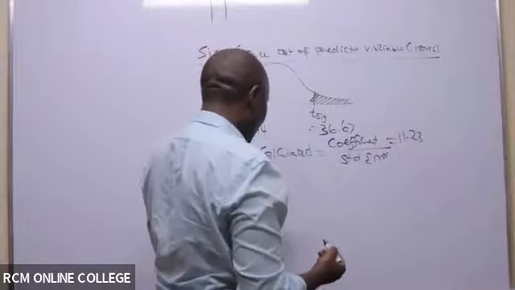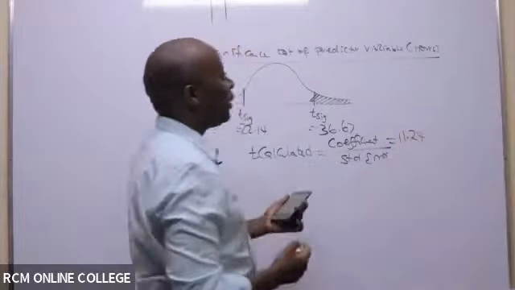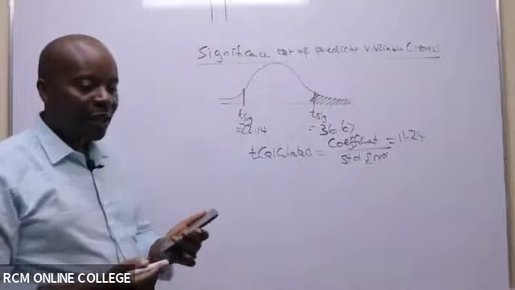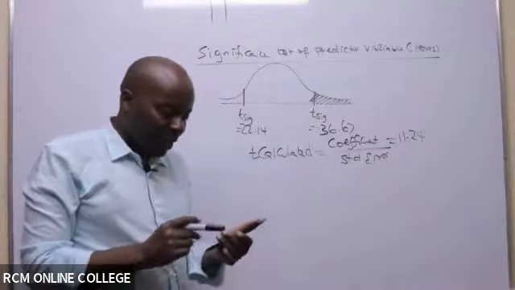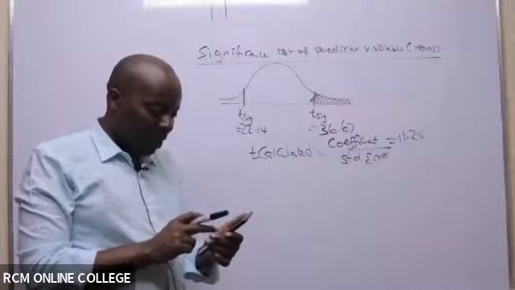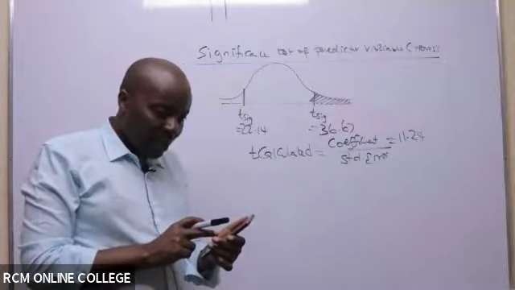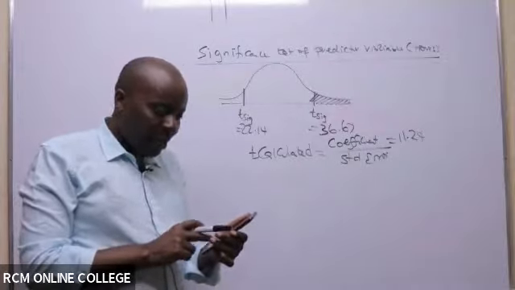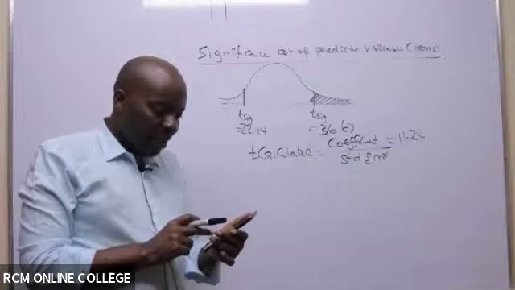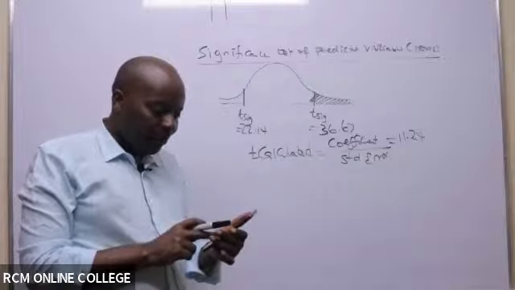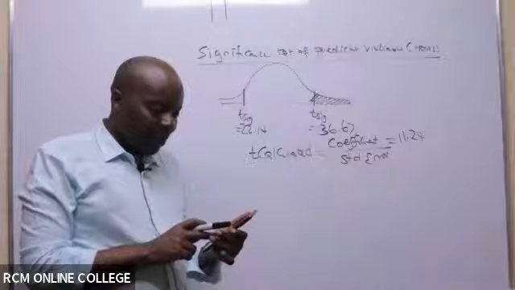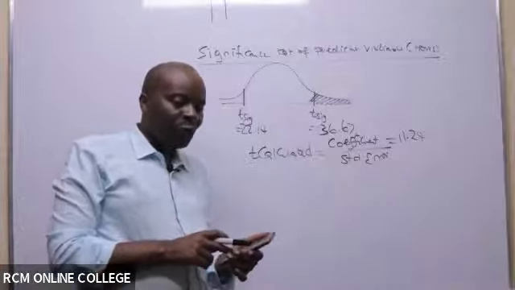11.23 or 11.24. Are you able to see the 11.24 for the predictor variable? Are you able to see 11 point something? Am I the one who is not seeing this? 11.23 something, yes.